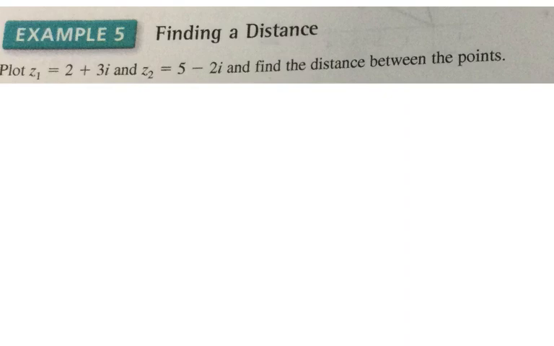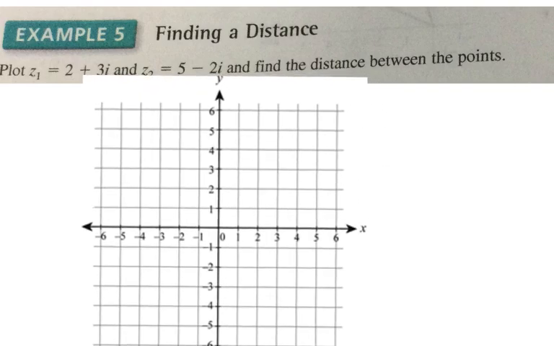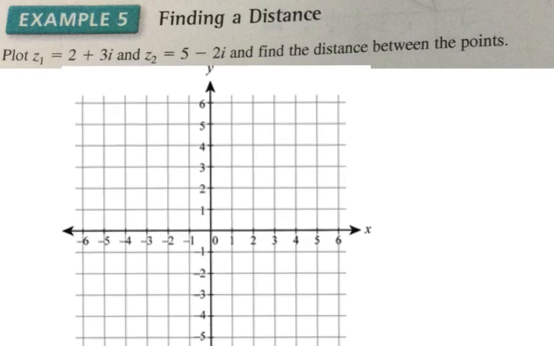Plot 2 complex numbers and find the distance between them. So my first complex number is 2 plus 3i. 5 minus 2i. And I want to know the distance, which would be the length of the line.